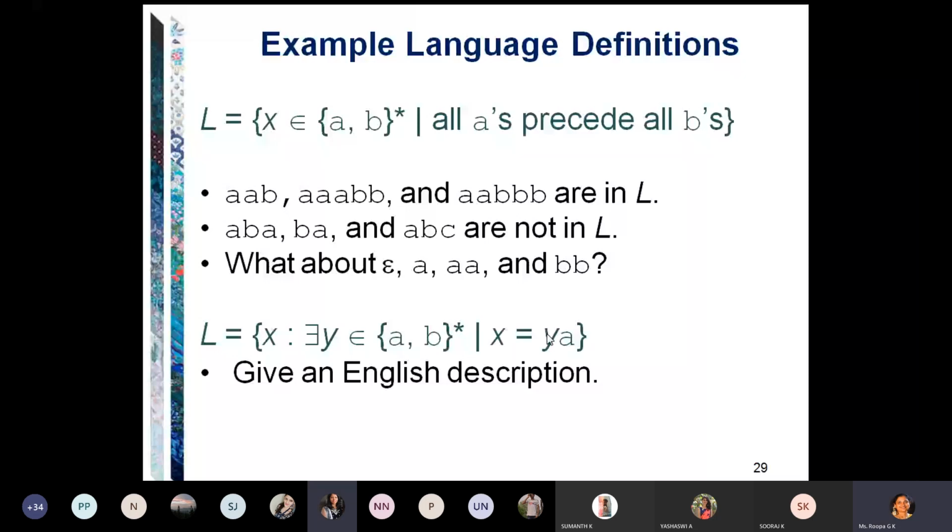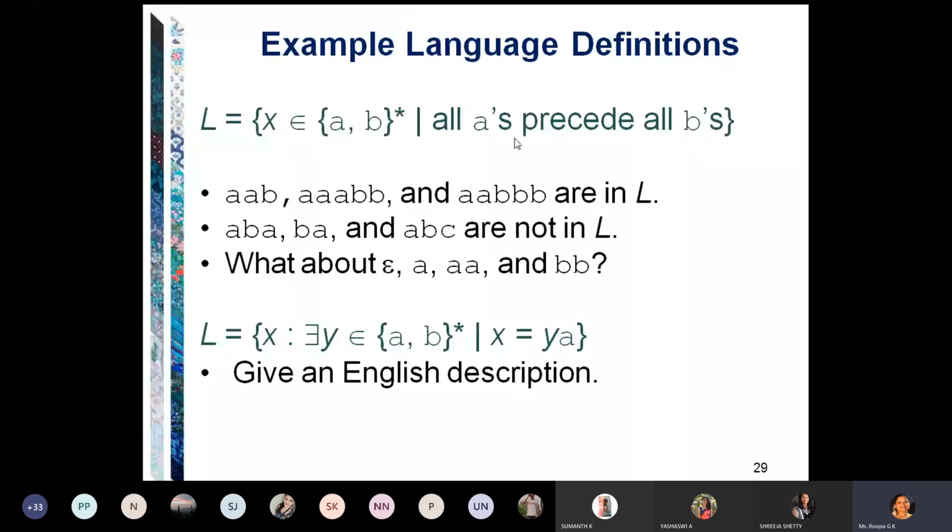String that starts and ends with A. Yeah, starting with A as well as ending with A. Now understood, right? If such type of description is given, then you need to convert the description into an English description. Sometimes it may not be possible to write the English description in this particular form. For example, this one, all A's precede all B's. We cannot write this type of expression properly for this.